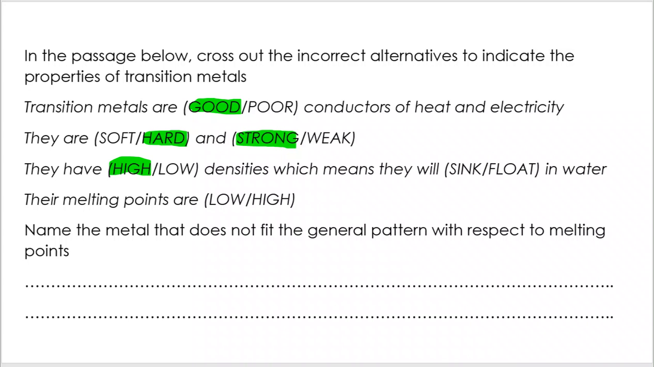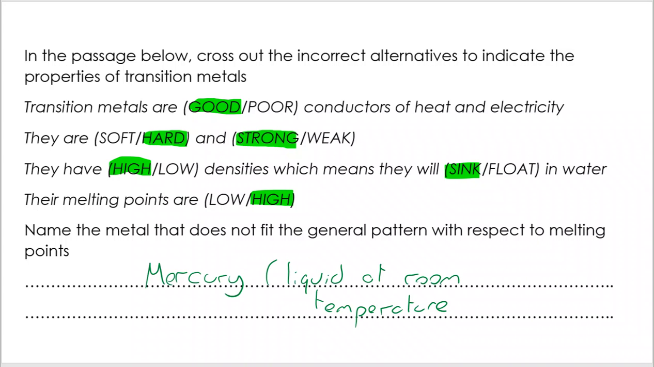Now, that means that they will sink in water. Again, let's compare and contrast that to group 1. Lithium, sodium, potassium will all float on water as they react. And the melting points generally for these metals are very high. We don't tend to see liquid metal. One that does stand out as an exception to that is mercury, which is a liquid at room temperature.